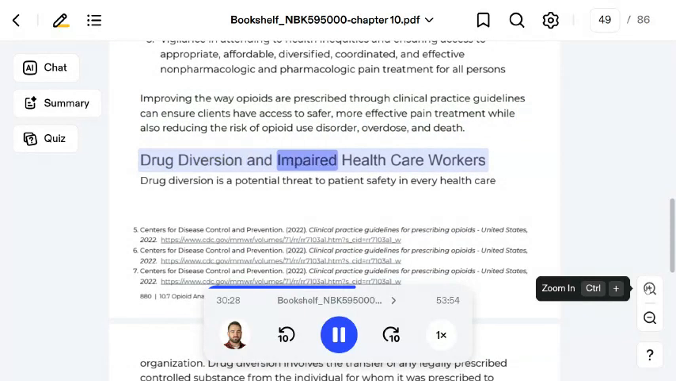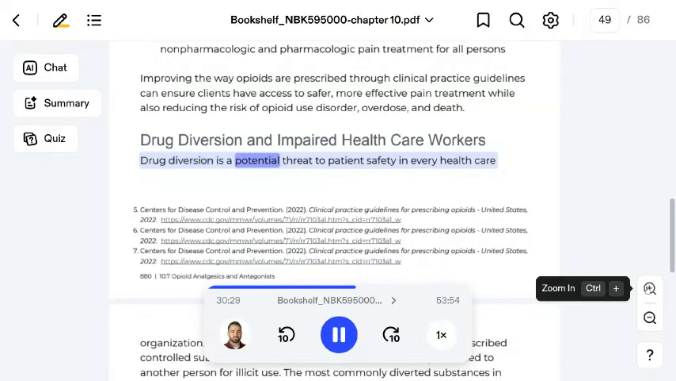Drug diversion and impaired healthcare workers. Drug diversion is a potential threat to patient safety in every healthcare organization.